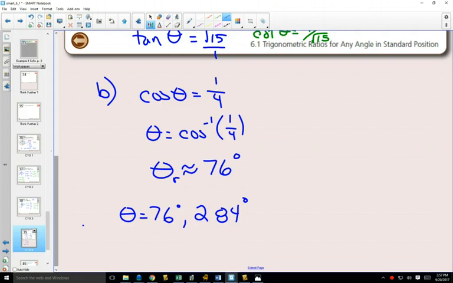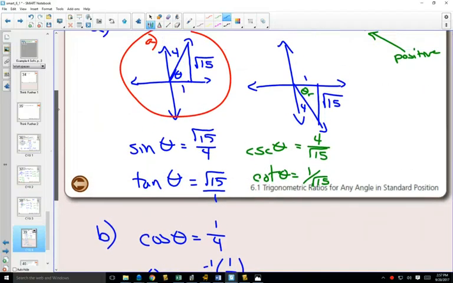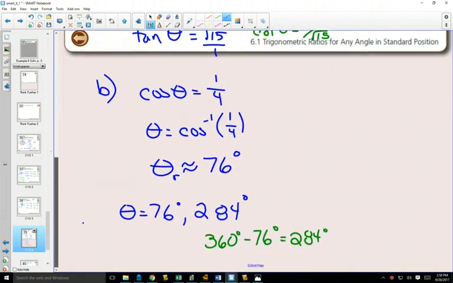So how do we find that 284? Well, we know that going all the way around the circle would be 360 degrees, right? But then if you subtract your reference angle, so looking at the picture, maybe that makes sense. If I go too far, all the way around, that's 360, but then I've gone too far, so I have to subtract my reference angle. And so we've got our second answer.